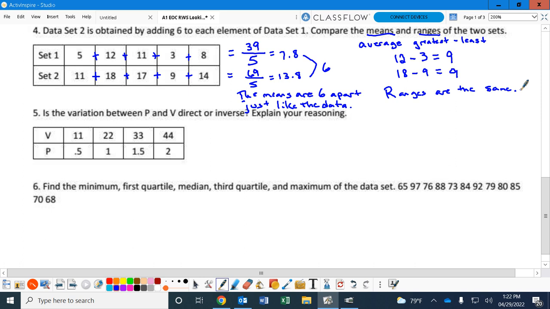Okay, guys, the next one talks about variation. Guys, there's something called direct and inverse variation. One means that if one's going up, the other's got to go up. If one goes up, the other doesn't go in the same order every time. It could go down, it could go up and down, it's just not going to go in the same order. Okay? So, we're going to look at these numbers and see where they go.